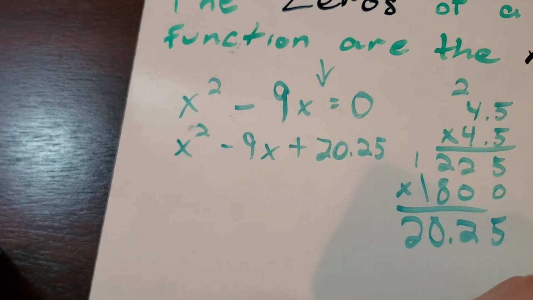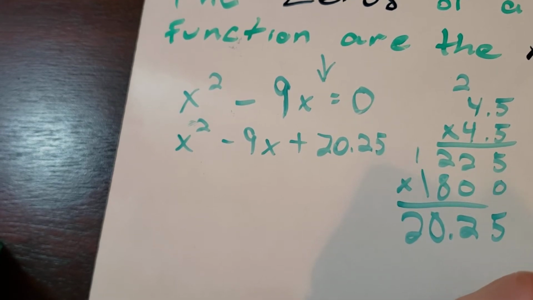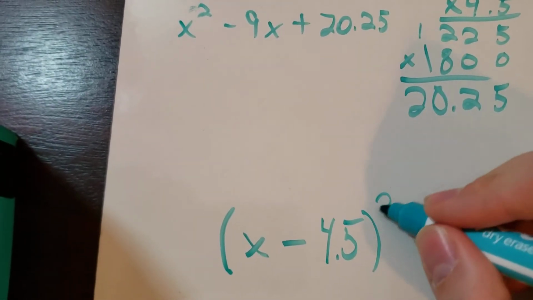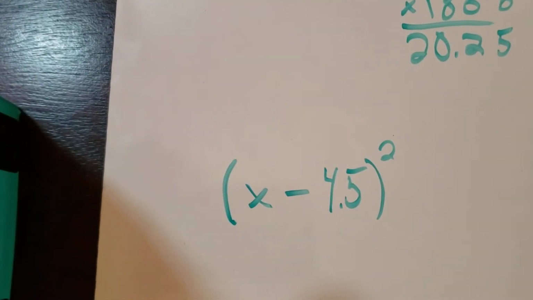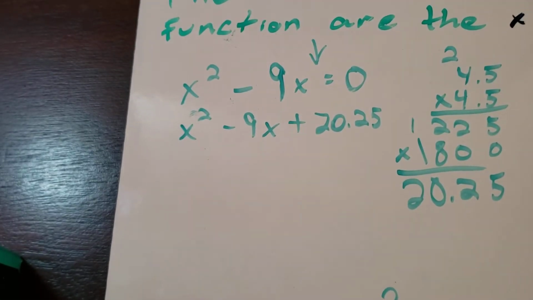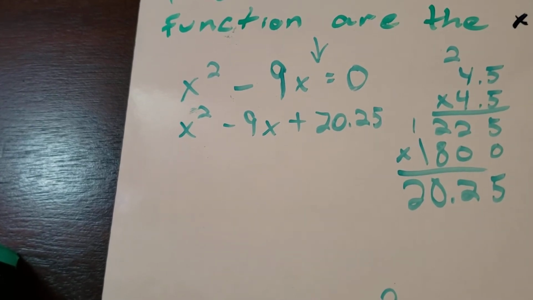But it's going to be minus 4.5 squared. Watch out. Okay. So I know that these are going to be my factors, and I know how to set it up. Okay. All right.